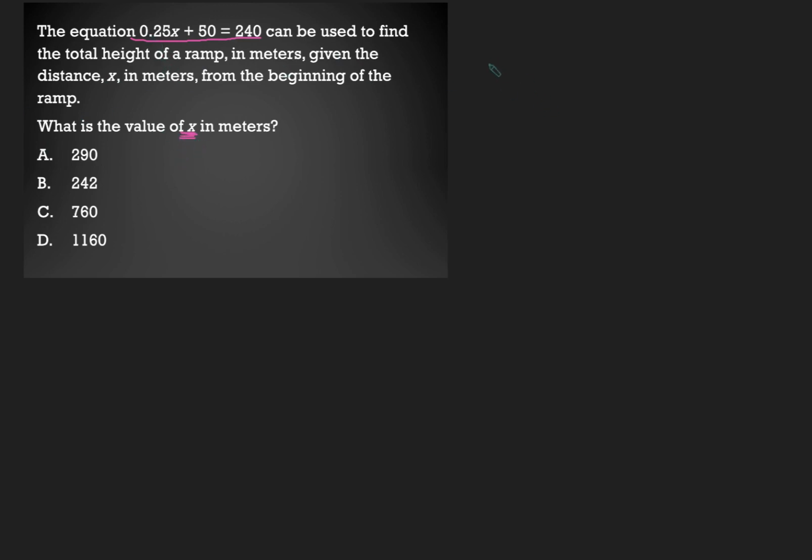So I'm going to start with my equation. I have 0.25x plus 50 equals 240, and I am solving for x. So I'm going to put a box around my x. Remember that the box clues me in to get rid of the 50. So I'm going to subtract 50 from both sides.